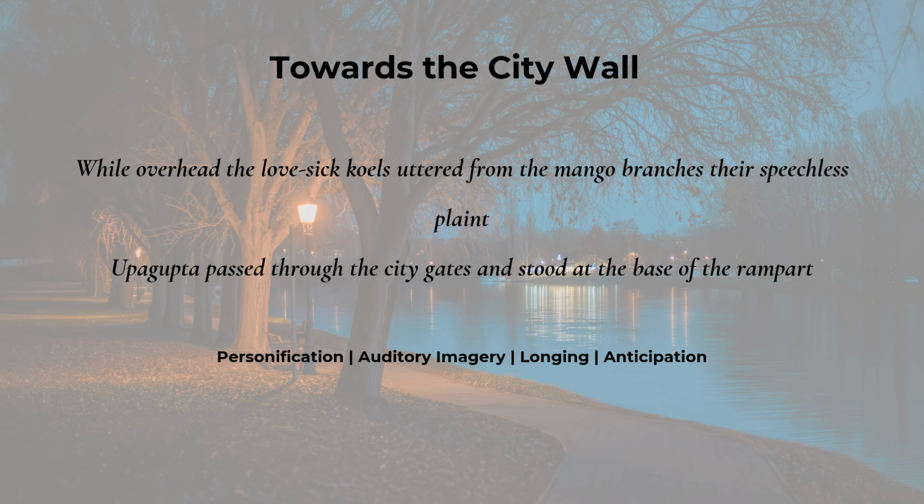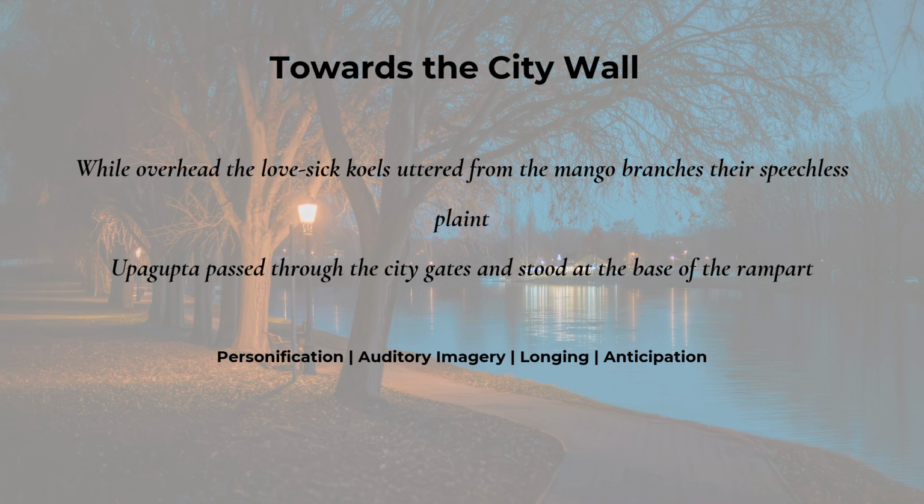Upagupta passed through the city gates and stood at the basement of the rampart. Upagupta passed through the city gates, meaning Upagupta walked through the entrance gates of the city. This shows movement from inside the city to outside its boundaries. Symbolically, this movement suggests distancing from worldly life and entering a place connected with suffering and truth.